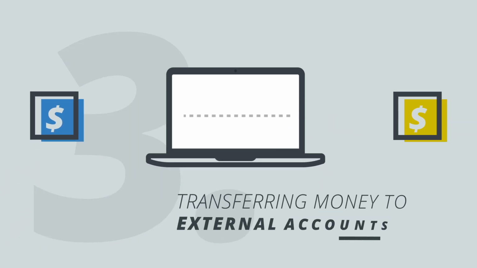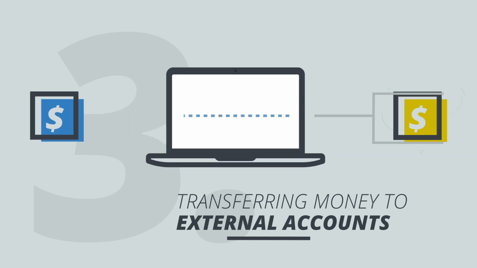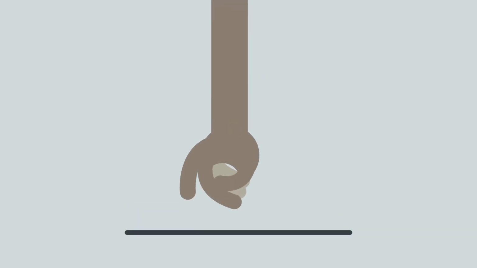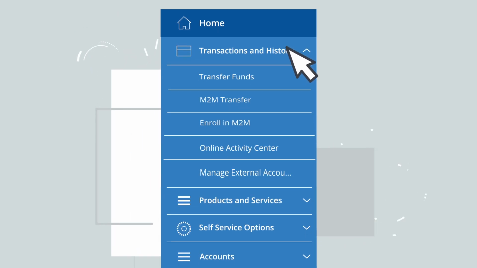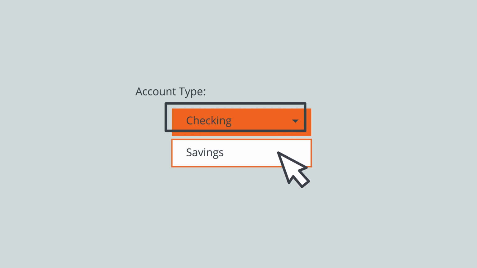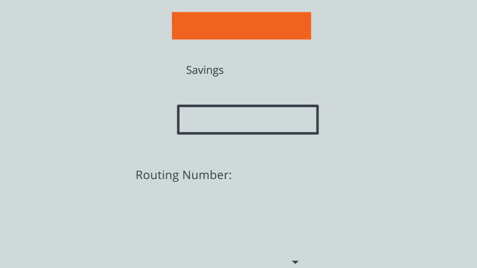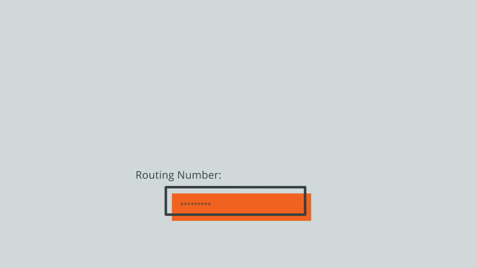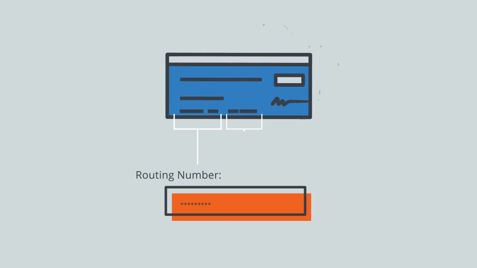Finally, let's look at making a transfer to an external bank account. To do this, you'll need to click on Manage External Accounts in the Transactions and History window. Type in the bank account number, then select if it's a checking or savings account, and then enter the bank routing number. The account and routing numbers can be found on a check or deposit slip for most accounts. Then click Continue to verify the account you are adding.